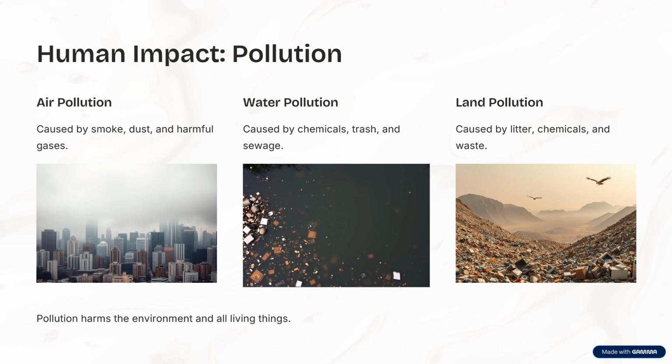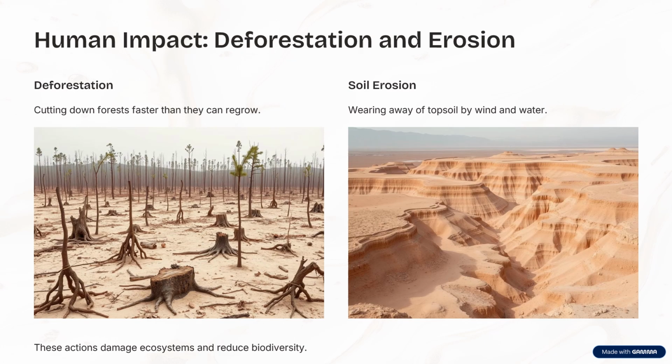First, air pollution caused by the smoke, dust, harmful gases present in the air. Second, water pollution caused by the chemicals, trash, and the sewage. It's mainly caused by the factories and also the tourists who throw the waste on the sea or the riverside banks, etc.